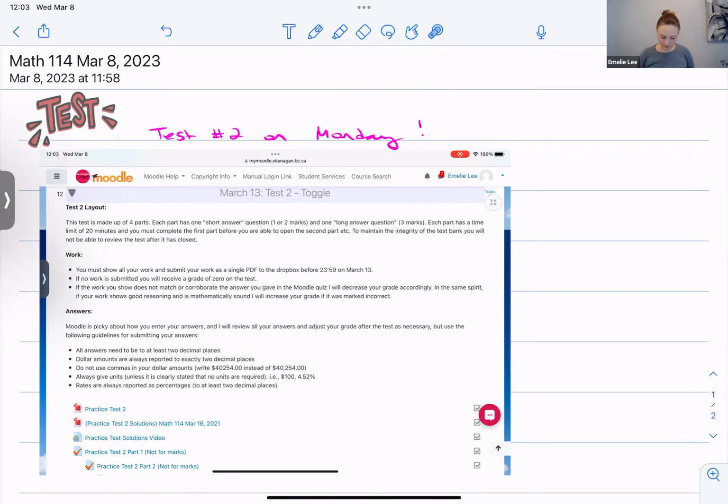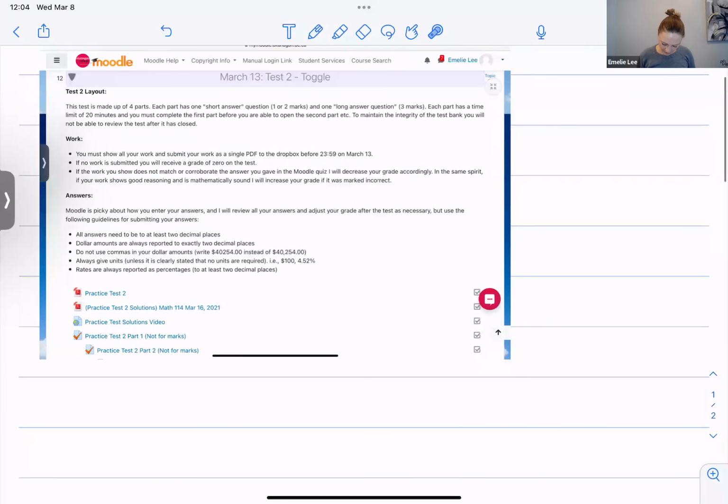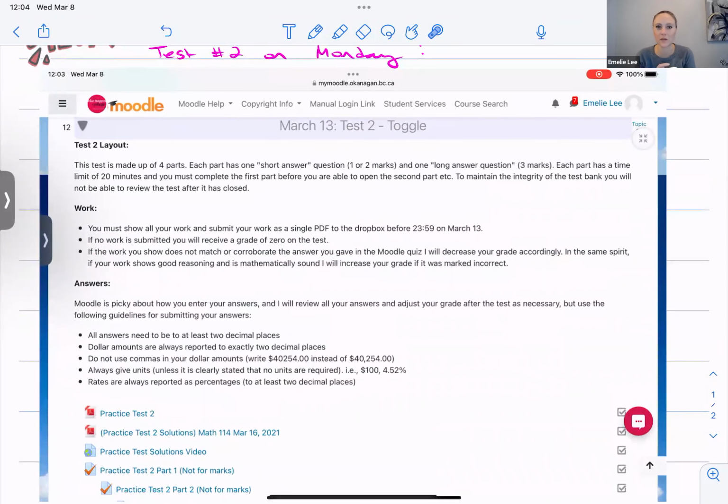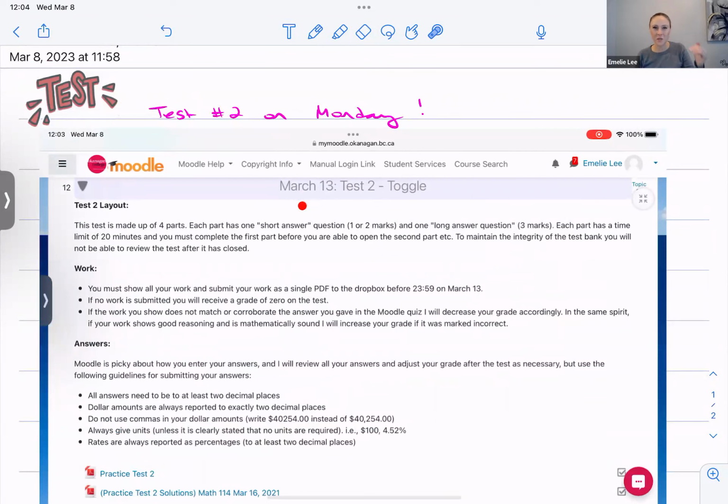So as it says here on your Moodle page, and you'll have time to review it later, I just made it available earlier this morning. You might not have seen it yet, but it's in its own block following next week's block, so you have to scroll down a little bit more. It's made up of 4 parts. Each part has a short answer question, which is 1 or 2 marks depending on how many questions there are, and 1 long answer question, which is going to be 3 marks.